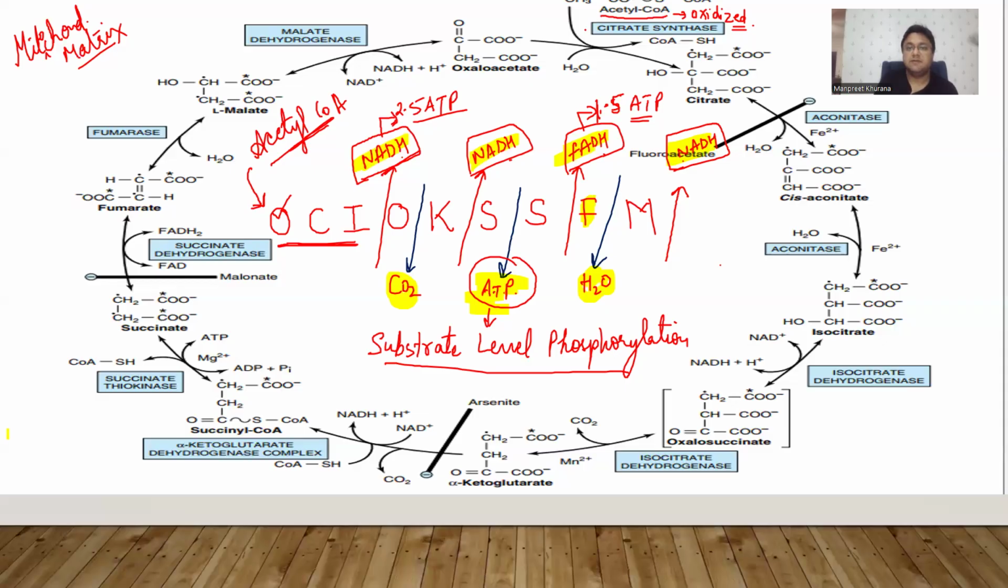Now, let's see the first enzyme. Oxaloacetate with the help, like acetyl coenzyme A is oxidized by oxaloacetate into citrate. So here something is formed. What is formed?